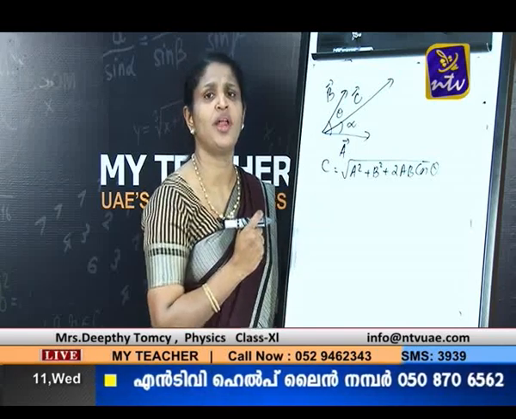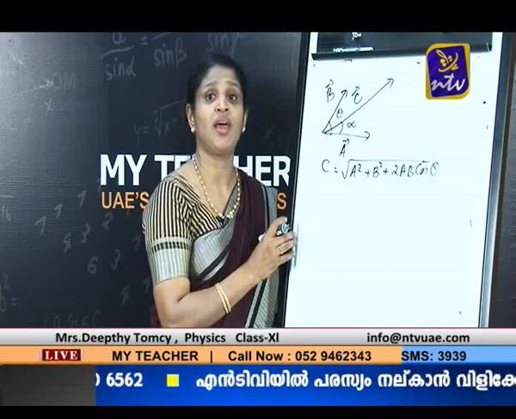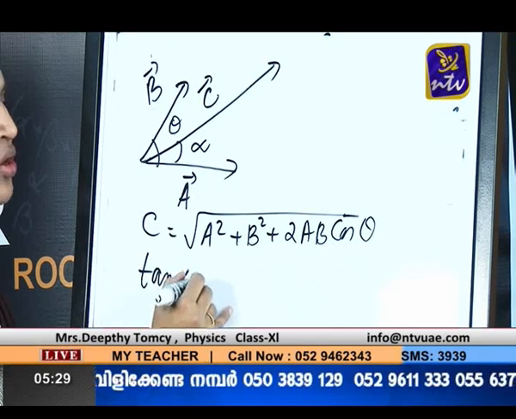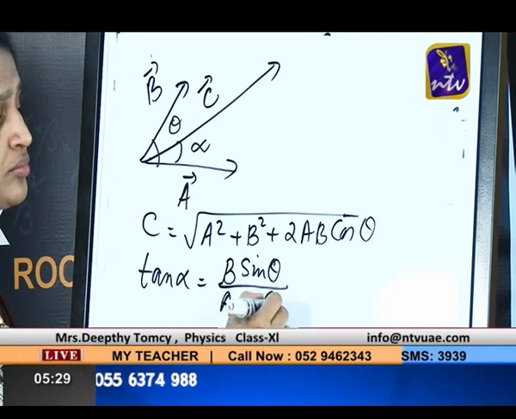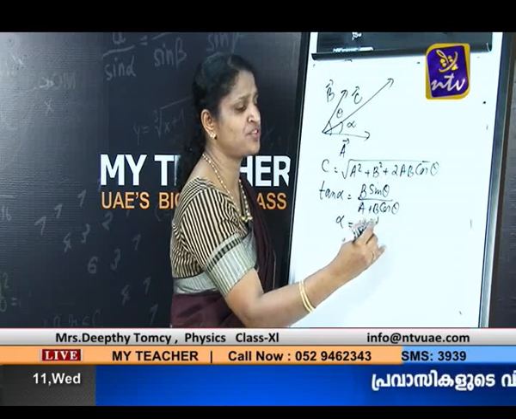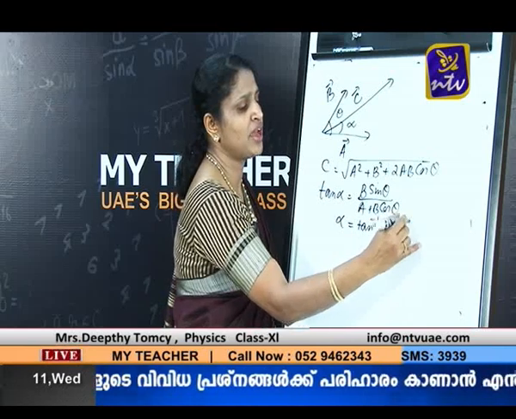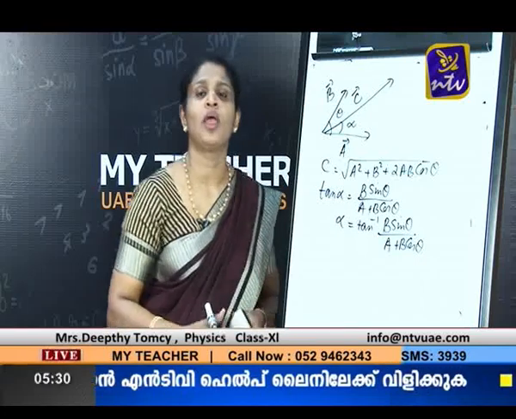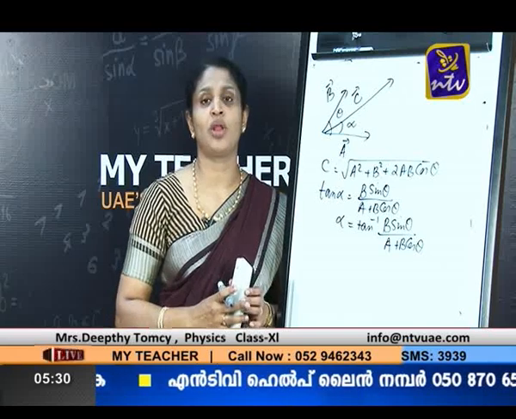Now how to find out the direction? We can see in the figure clearly that the C is making an angle alpha with the vector A. Tan of this angle is equal to B sin theta divided by A plus B cos theta. This alpha represents the direction of C with respect to the vector A, that is tan inverse of B sin theta divided by A plus B cos theta. Thus we can easily find out the resultant of these two vectors by using the parallelogram law.